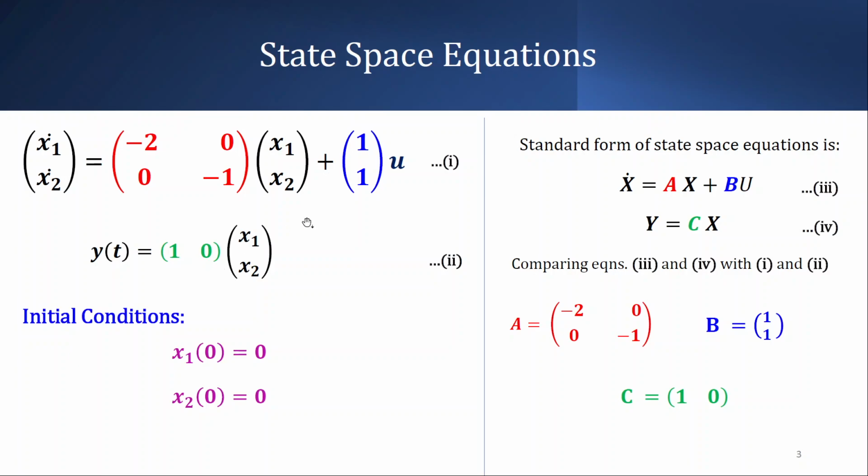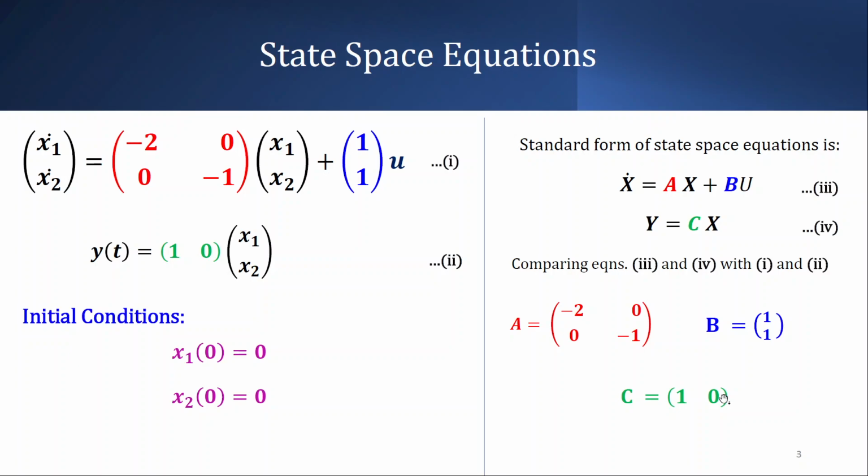So comparing these equations 1, 2, 3 and 4, we can find the A, B and C matrices. The A matrix is a 2 cross 2 matrix having the elements minus 2, 0 and 0, minus 1, as you can see on this slide. The B matrix is a column matrix having elements 1 and 1. The C matrix is a row matrix having elements 1 and 0.